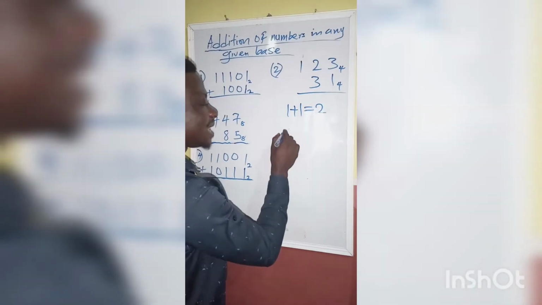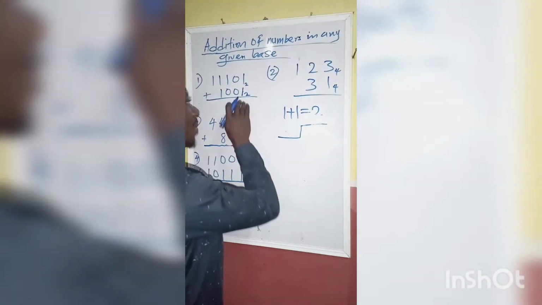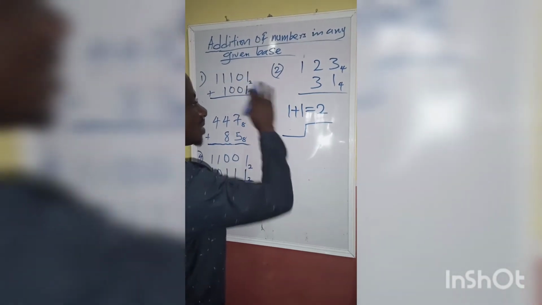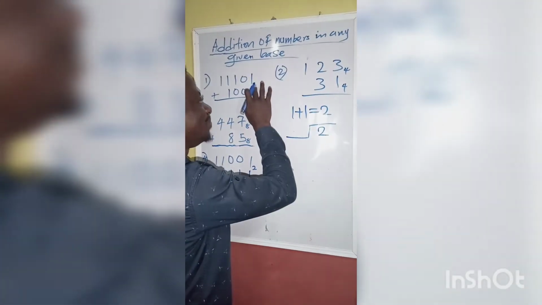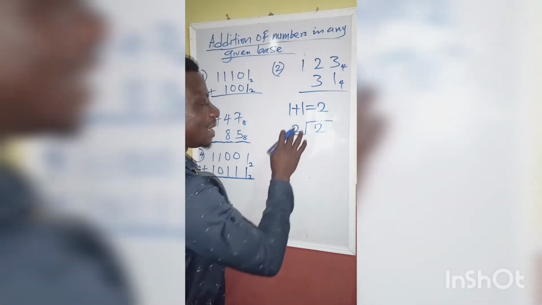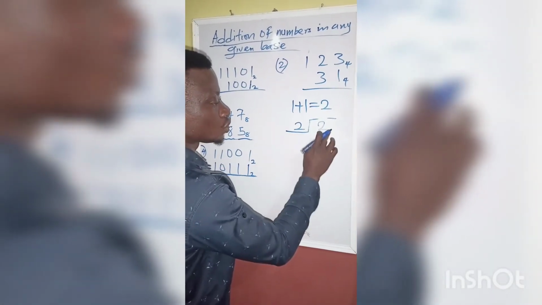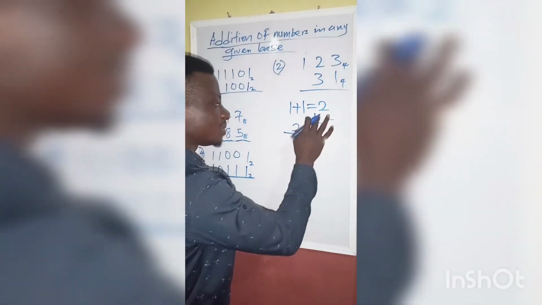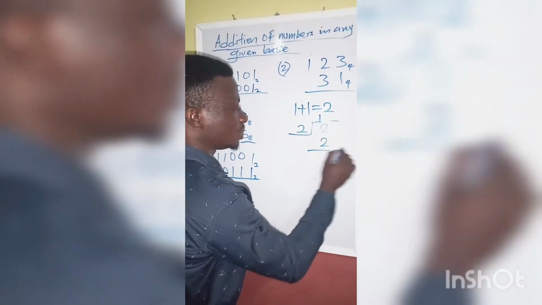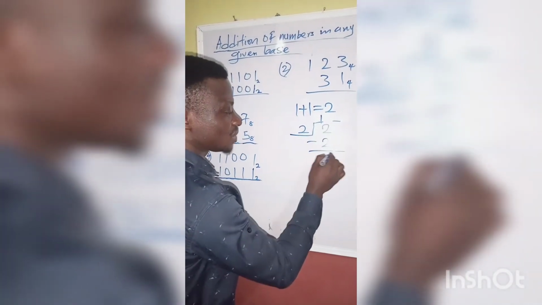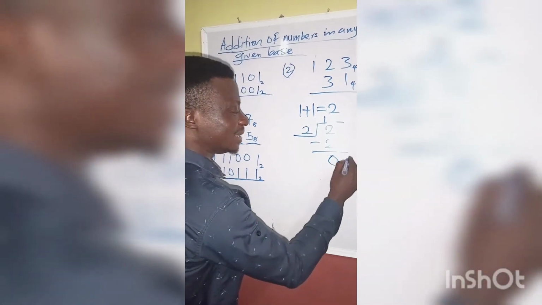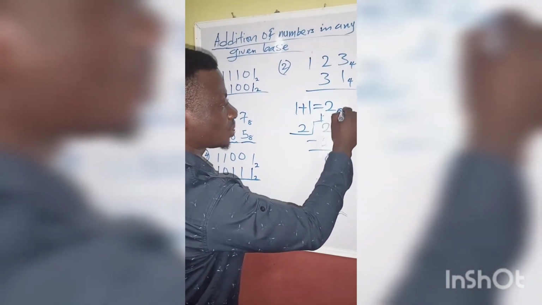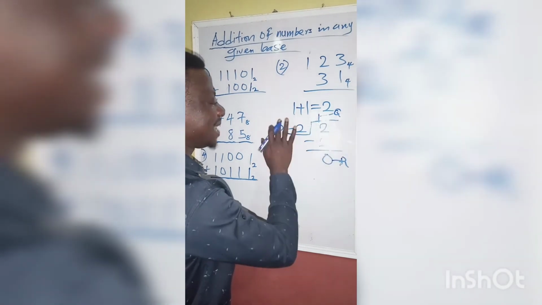Adding this and this together, we have 2. So let's place it here, then the base will be here. Now, how many times will 2 go into 2? We have 1. That should be placed here. Then 2 multiplied by 1 is 2. Then you subtract, and you get 0. This is the remainder. This is the quotient, this is the divisor and this is the dividend.